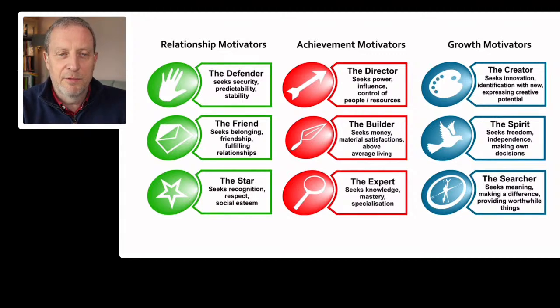You'll see that there are 3 relationship motivators, as I said. The Defender is about security and stability. The Friend is about belonging and friendship. The Star is about recognition and social esteem. Then 3 achievement motivators. The Director is about power, influence, and control of resources and people. The Builder is about money and material satisfaction. The Expert is about knowledge and specialization.